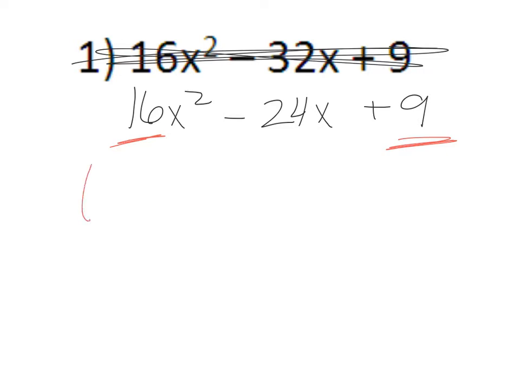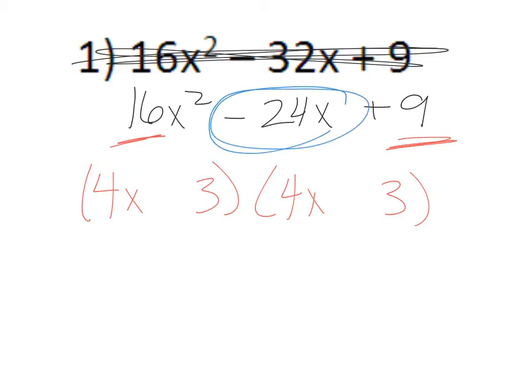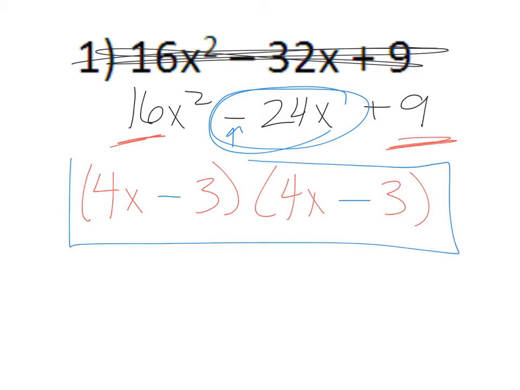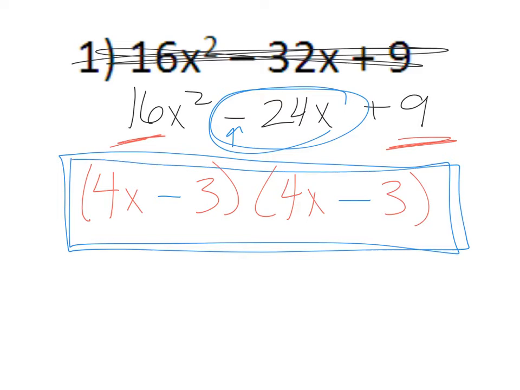So the square root of 16 is 4. That goes with my x. Square root of 9 is 3. So first I'm going to write out my two parentheses. And since I have a middle term here, my sign should be the same as my middle term. So it should be minus and minus. And this would be my final answer because I'm just asking you to factor, no solving.